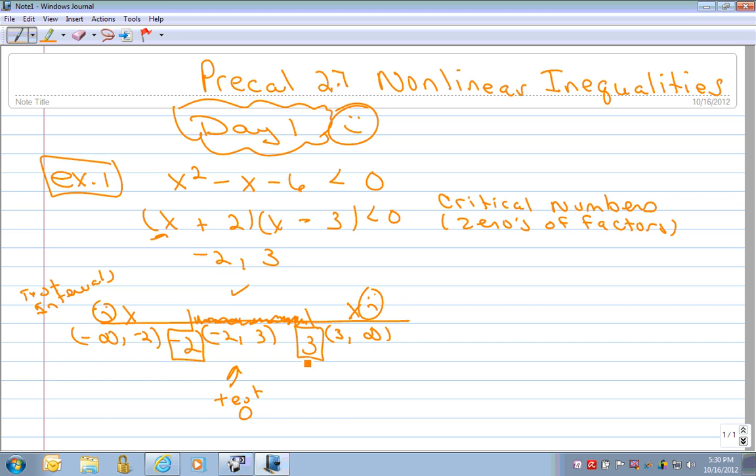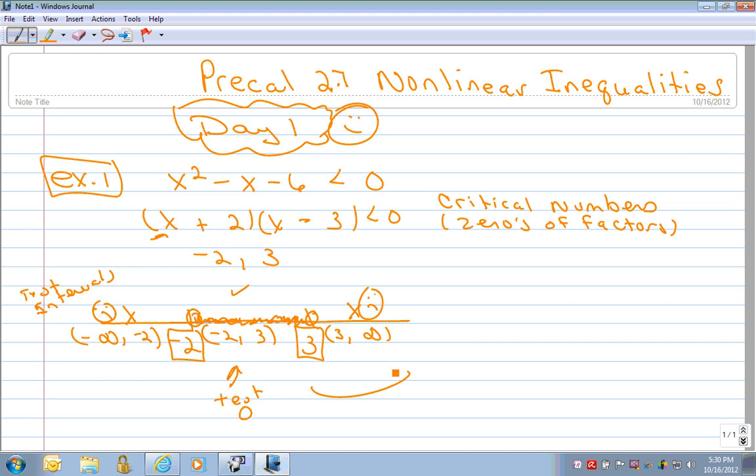Now, we do want to test our critical values real quick, and they become more important later on. If we were to plug a negative 2 in here, that would make this 0. And 0 times 0 would be 0, and this would give us 0 is less than 0. That's not true. So we cannot count our negative 2. And same thing for 3. If we put a 3, we get a 0. 0 is not less than 0. We cannot count the 3.